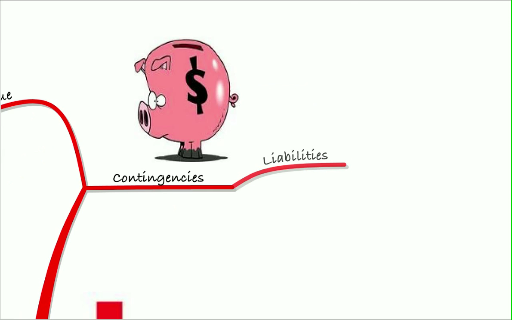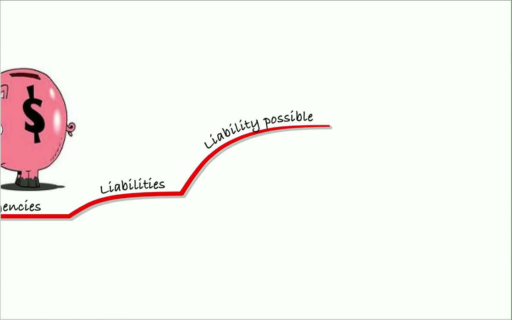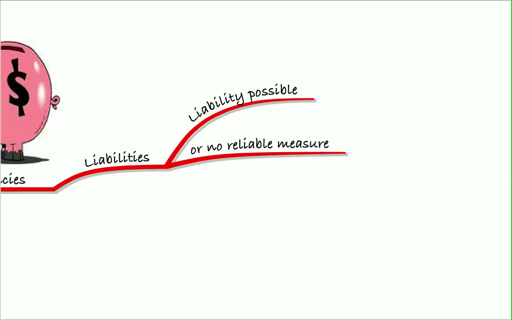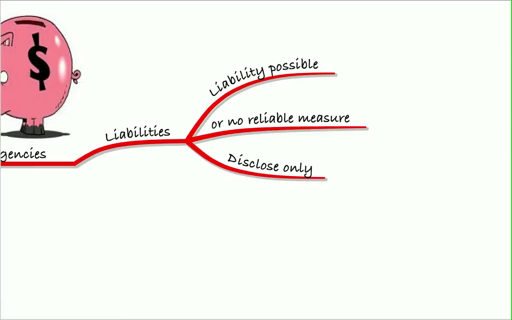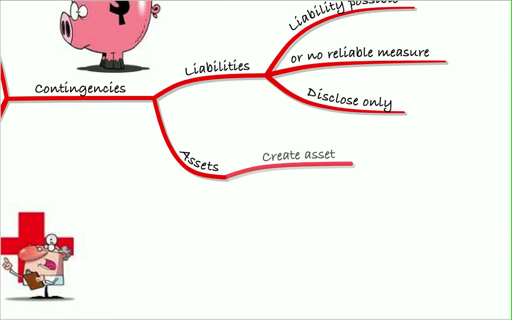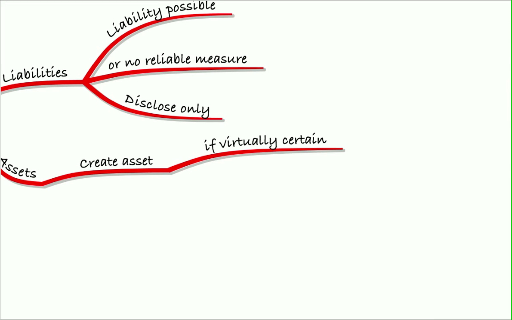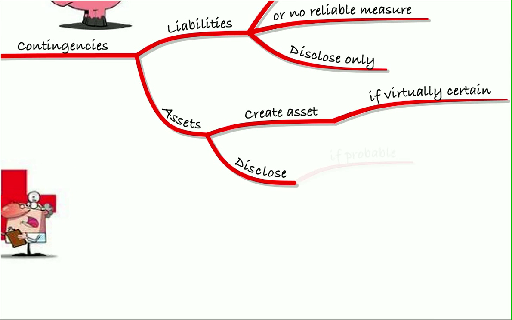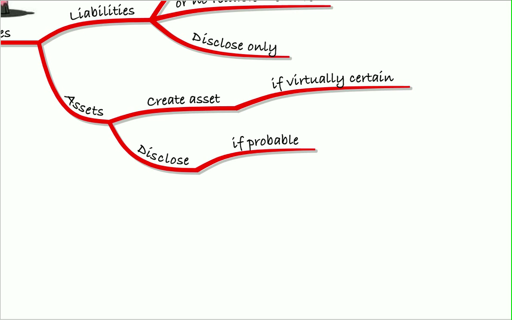So for liabilities, this is where a liability is possible rather than probable, or we can get no reliable measure of it. In that case, we can't create a provision, but we need to disclose that as a contingent liability. When it comes to assets, well, we can create an asset if we're virtually certain that we're going to get the income or whatever it happens to be. But it's more likely that we will simply disclose it when it's probable. Virtually certain is a very high bar to get over.